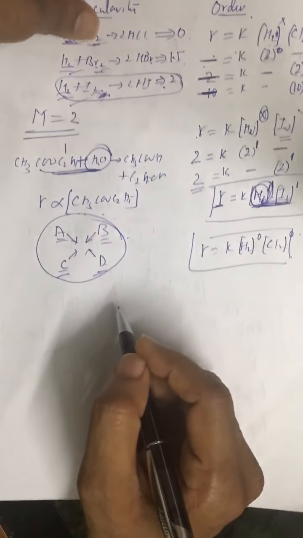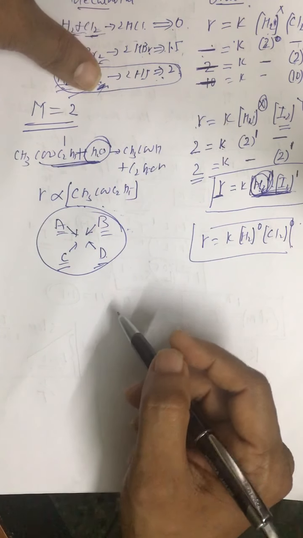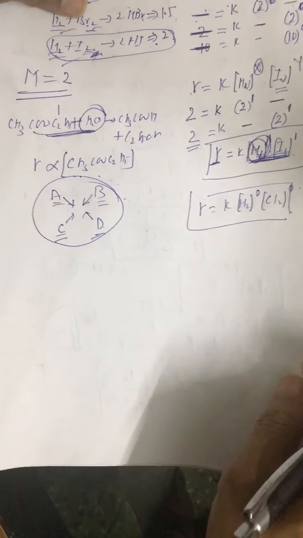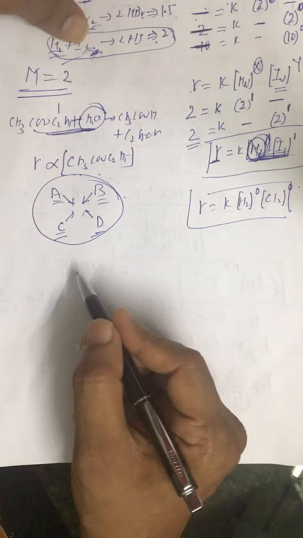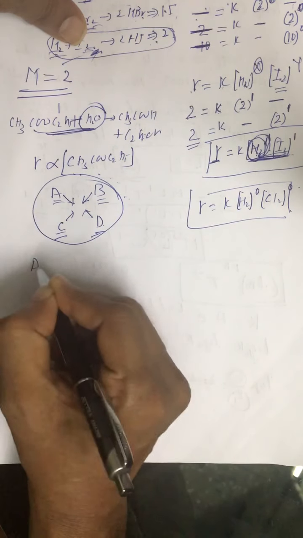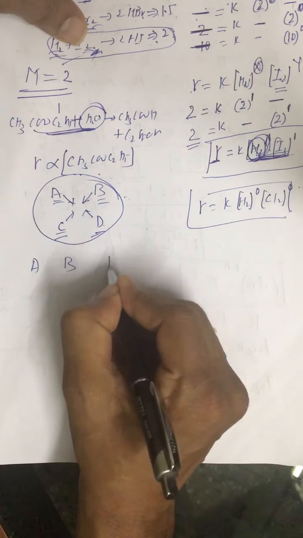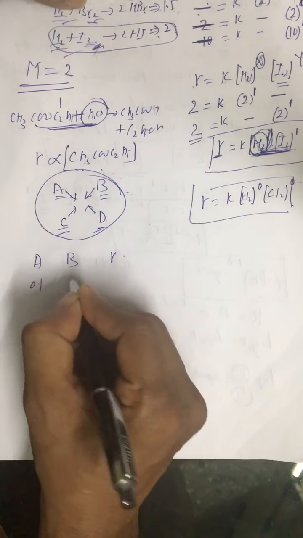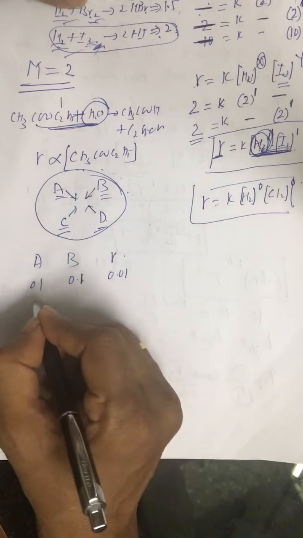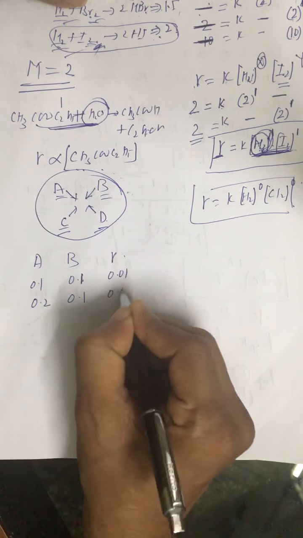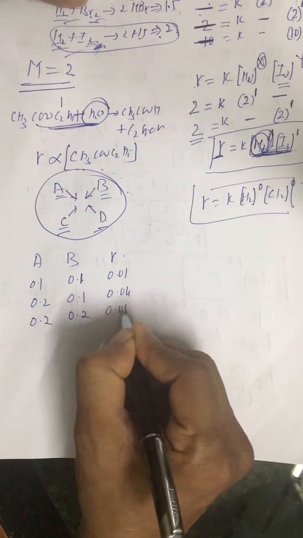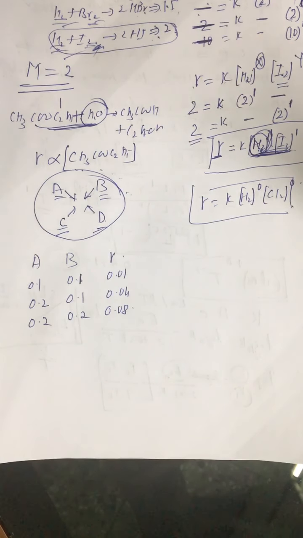So these are the comparisons between molecularity and order of reaction. Now comes how to find out the order of a reaction. Normally you will find the concentration method or Ostwald isolation method. In that method some concentrations and rates of reaction are given, like 0.1, 0.1 and 0.01, then 0.2, 0.1 and 0.04, then 0.2, 0.2 and 0.08. On the basis of these observations, you have to find out the order of reaction.